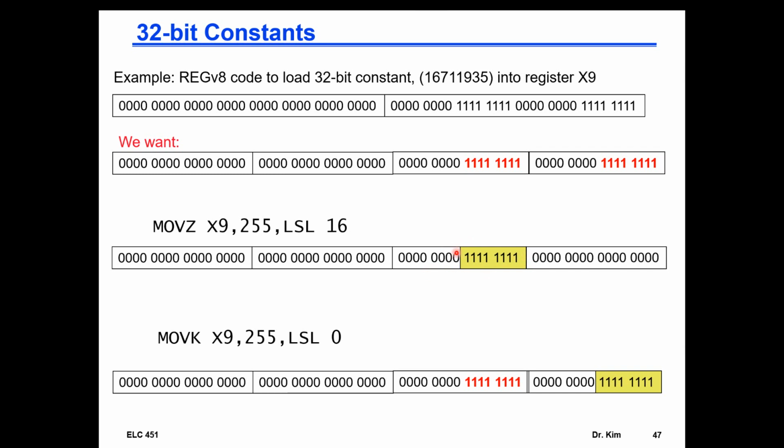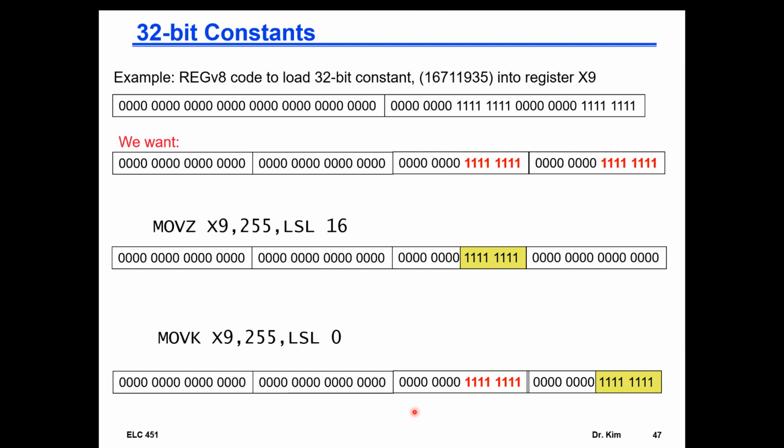Then we can capture the second half, the lower half, with a move with keep into the same register without doing a shift. So now we are capturing the lower half, we are not shifting, and the keep refers to keeping that part that we loaded previously. So with those two instructions, it allows us to load a register with a 32-bit constant. So it takes two instructions instead of one when we had a smaller constant.